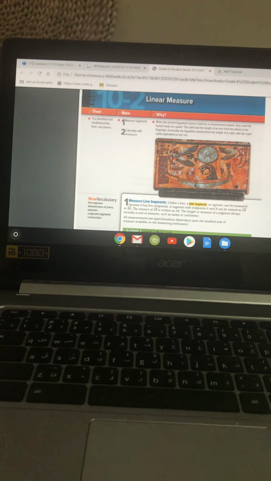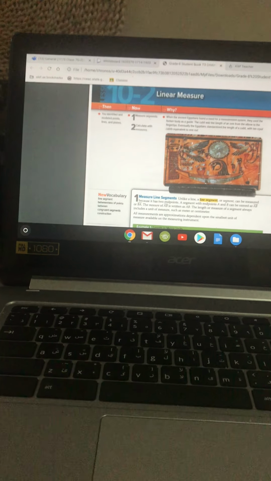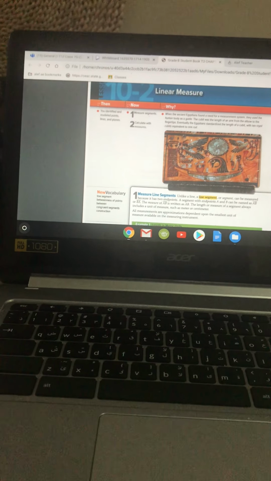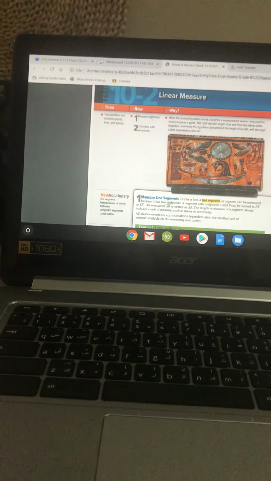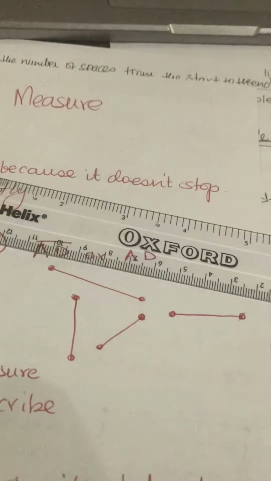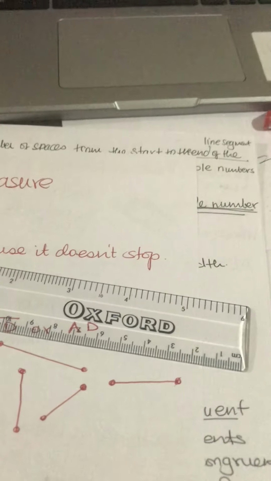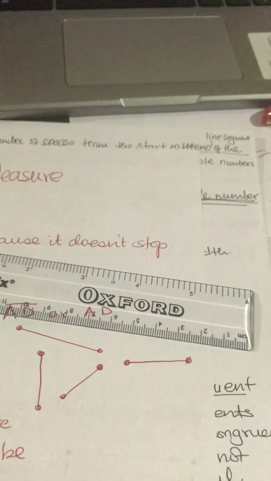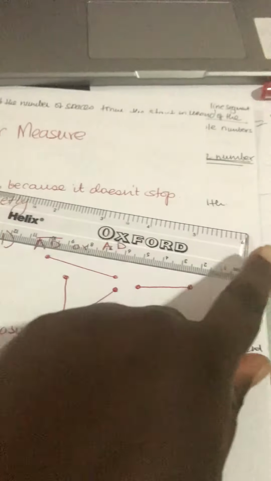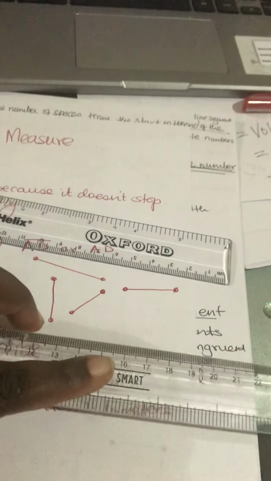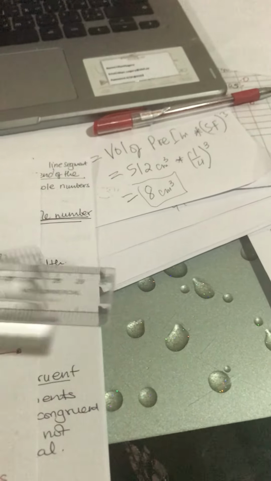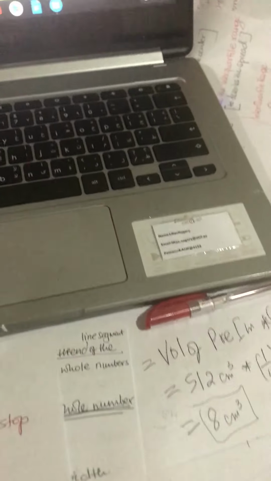Okay, so when we're measuring, we need tools. And what tools do we use when we are measuring lines? You need a ruler, okay? Something like this. Every day I tell you, you must draw lines using a ruler. Yes? You can have a 6-inch ruler. You can have a 12-inch ruler.